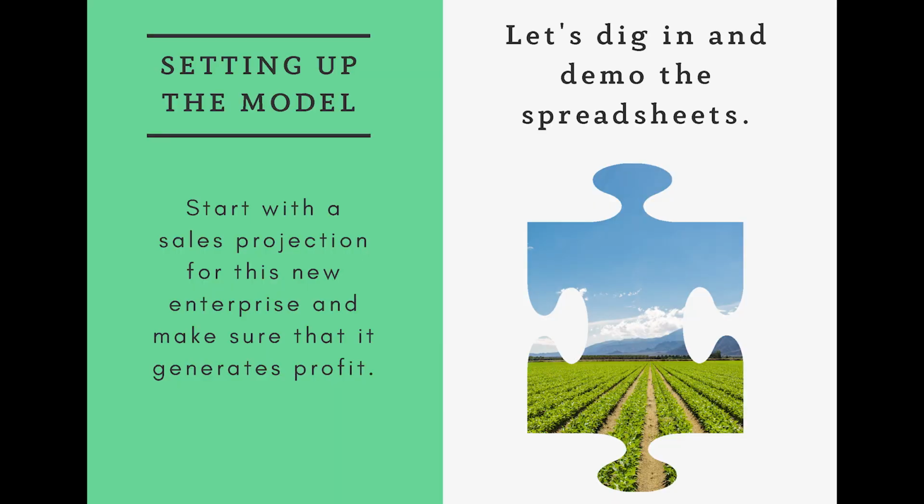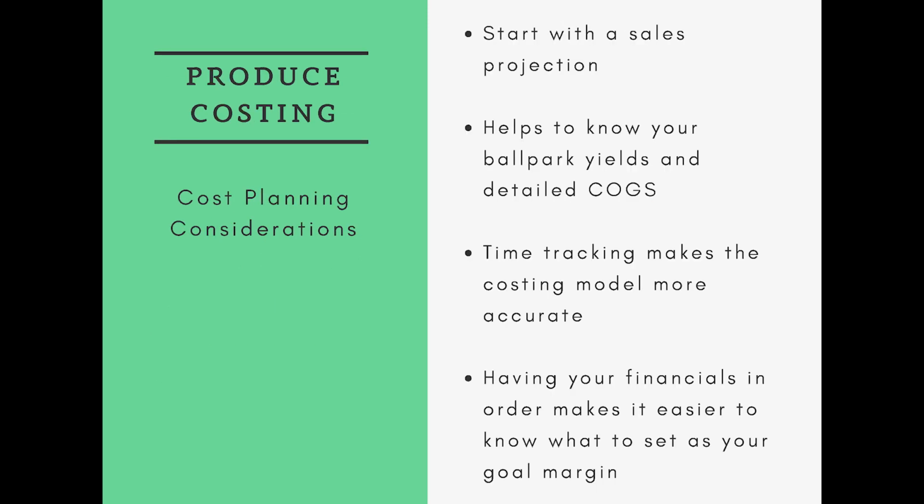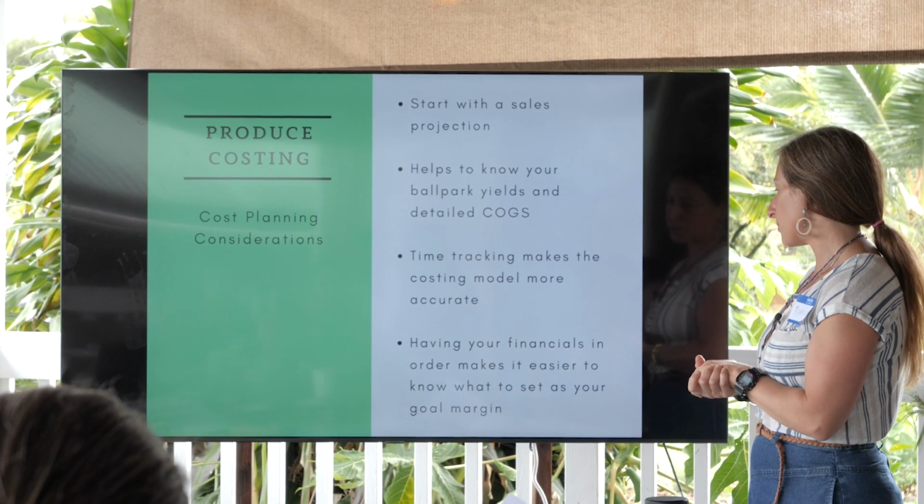So the idea is to start with a sales projection for the new enterprise or the new product, and then make sure it generates a profit. And so I'll just show you the spreadsheet. I'm going to skip those because we're just going to talk about produce today. So we want to start with a sales projection, understand ballpark yield and cost. If you do have time tracking records, you can get pretty accurate. Otherwise, you're just kind of having a gut check with the farmer.